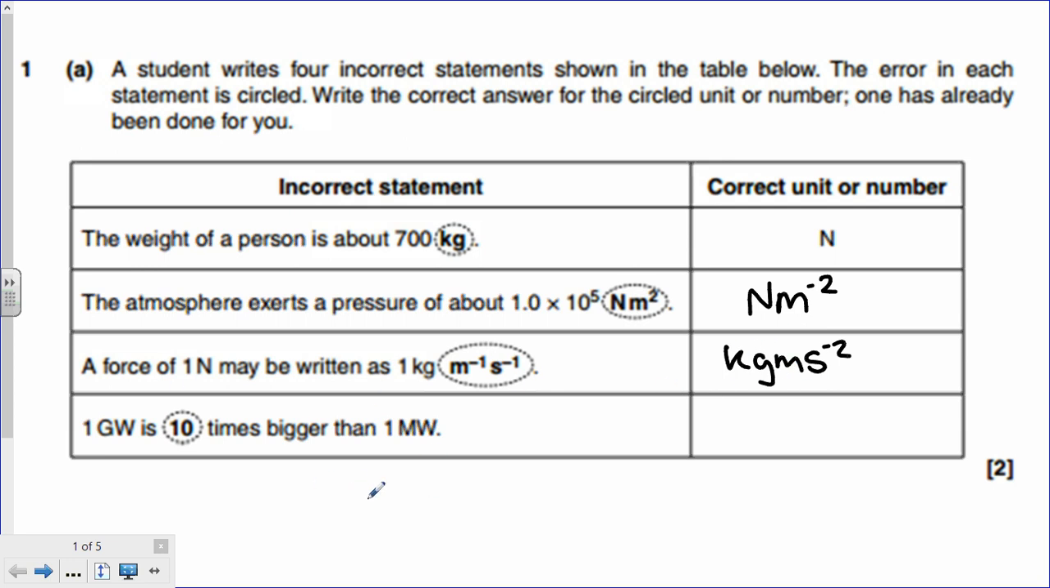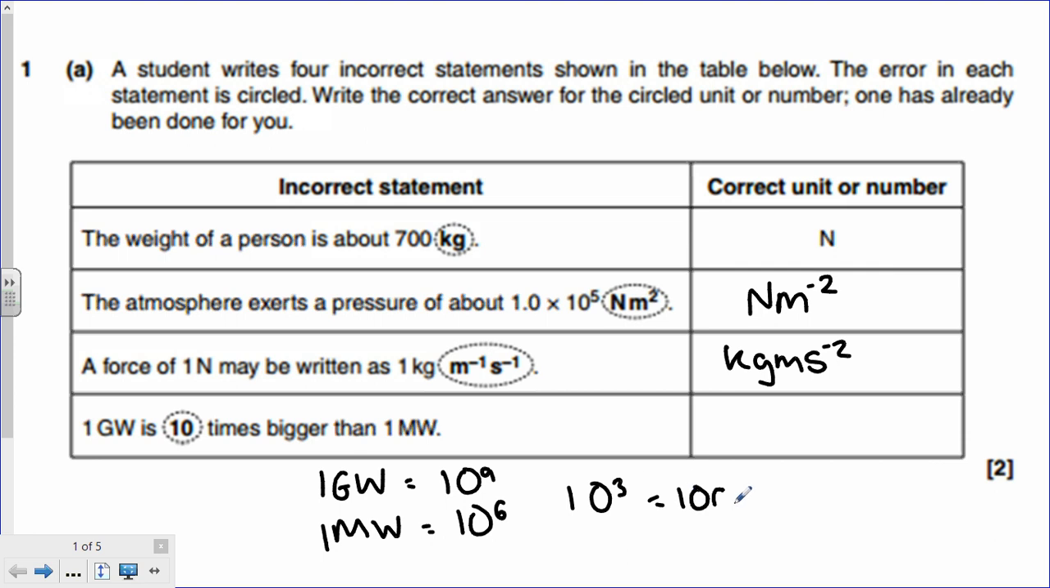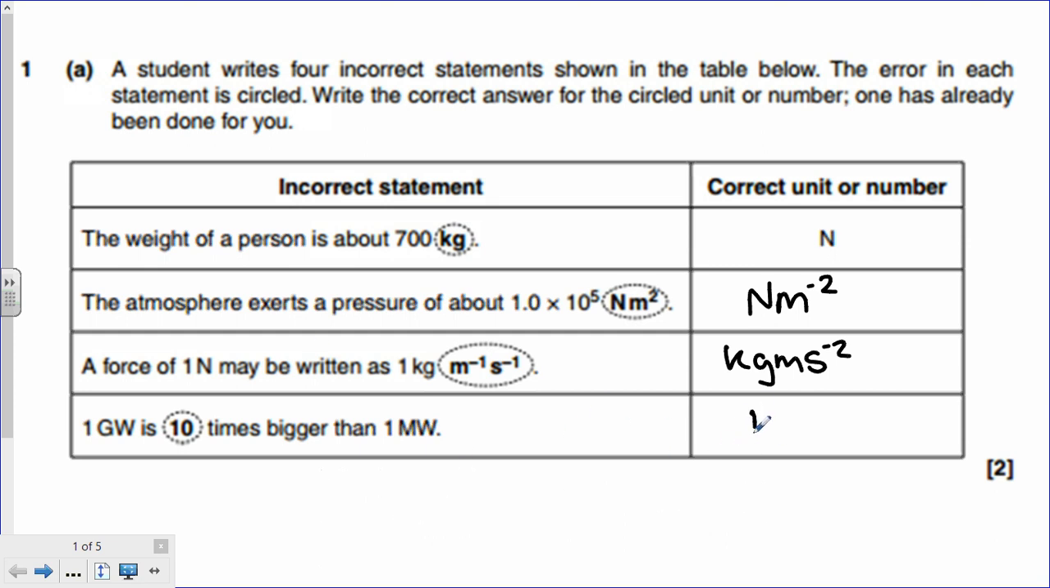The last one, so 1 gigawatt is 10 times bigger than a megawatt. The reason why that's wrong is because 1 gigawatt, if you were to write that in standard form, is 10 to the 9. Whereas a megawatt, which is mega meaning a million, will be 10 to the 6. So the difference between the two is 10 to the 3. So that's 1,000, that's what 10 to the 3 means. It's one with 3 zeros on the end. So a gigawatt isn't 10 times bigger than a megawatt, it's 1,000 times bigger. So you just write 1,000 in there.